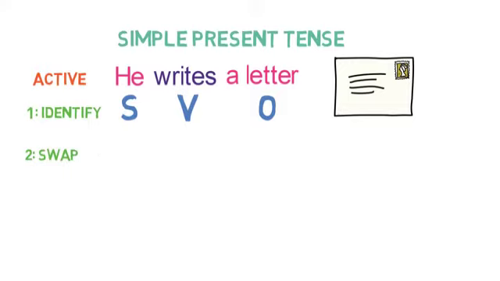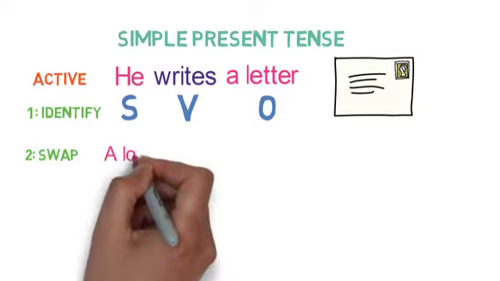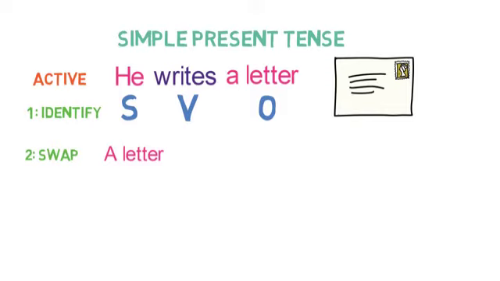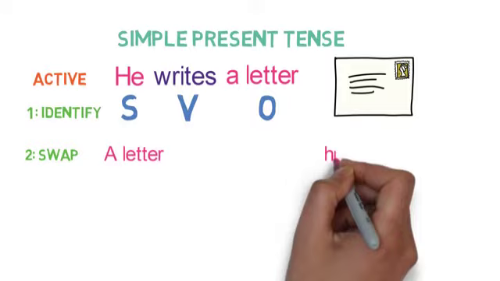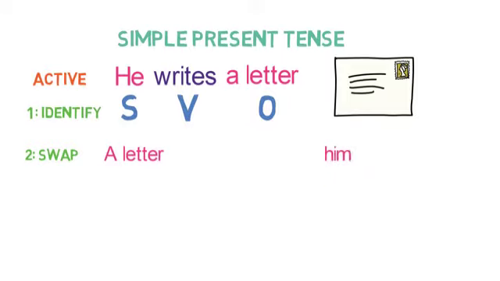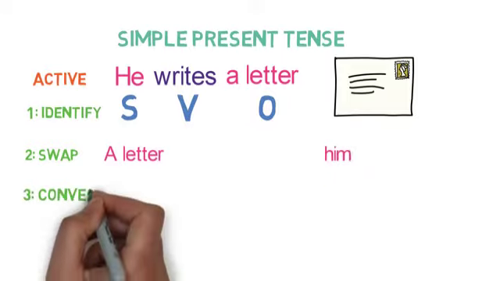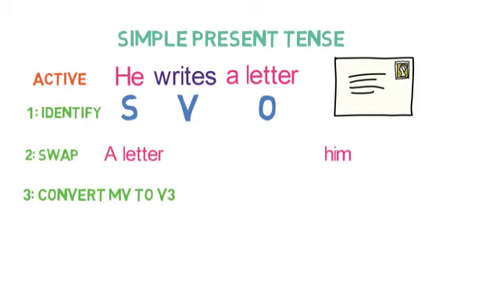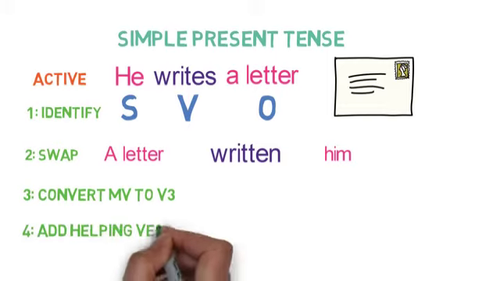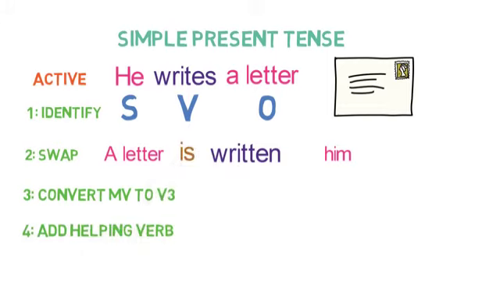Second, swap. Now, we need to swap object to subject and subject to object. So, a letter will come at the first place and he will be turned into him and positioned last where the object was there. In the step 3, we need to convert main verb to the third form. So, it will be written. In the step 4, we need to add a helping verb. So, it will be is written as it is simple present tense.